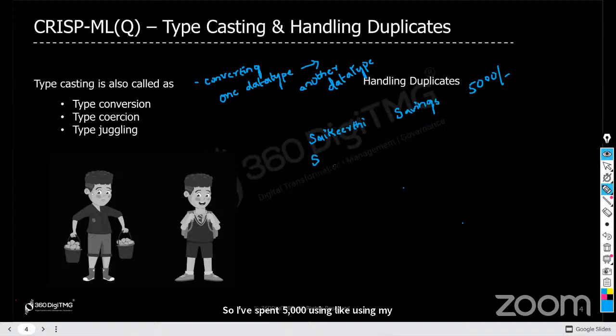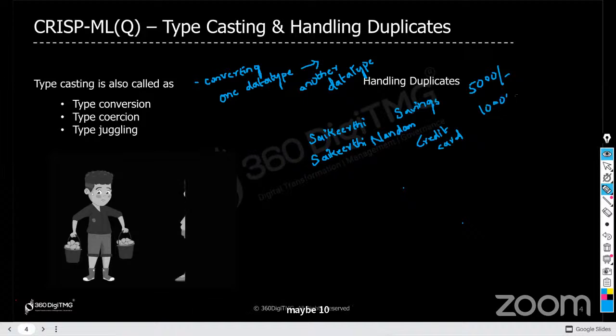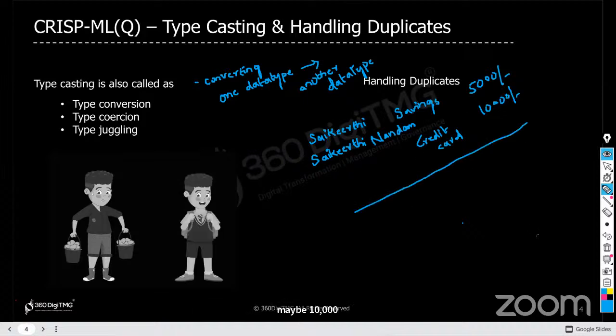Suppose there is one more record, which is basically of the same person, but the way it is present may be different. Here I have my full name. Maybe I have a credit card, and I've used my credit card and spent maybe 10,000. So what is happening here? I have multiple records belonging to the same person. We can call these duplicates if we know whether it is the same person or not.